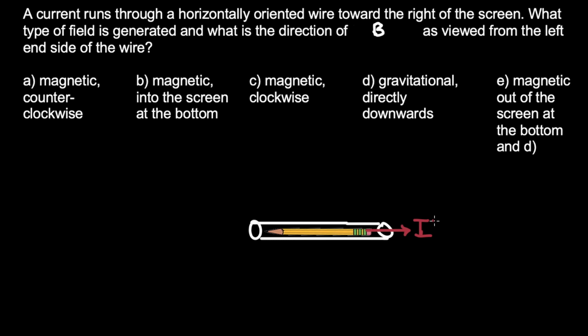And then we want to find out what type of field is generated by this current and what direction it is heading in, viewed from the left-hand side. So that's going to be from this side, if we're looking at it. So take your hand and point your thumb in the direction of the wire. This is your wire rule. Then your fingers are going to naturally curl this way because you're using your right hand.